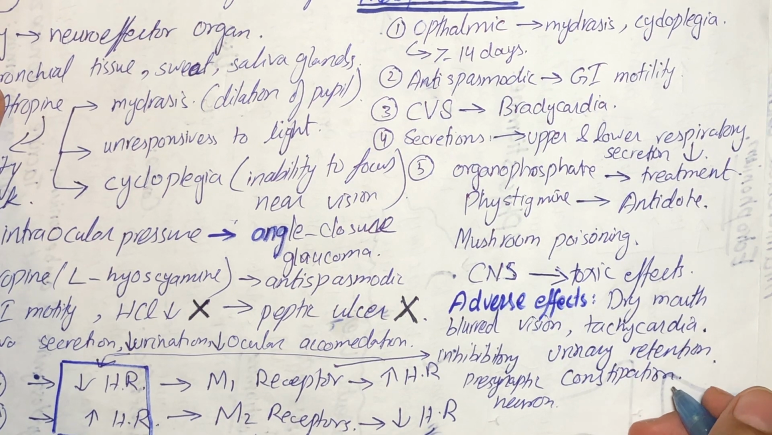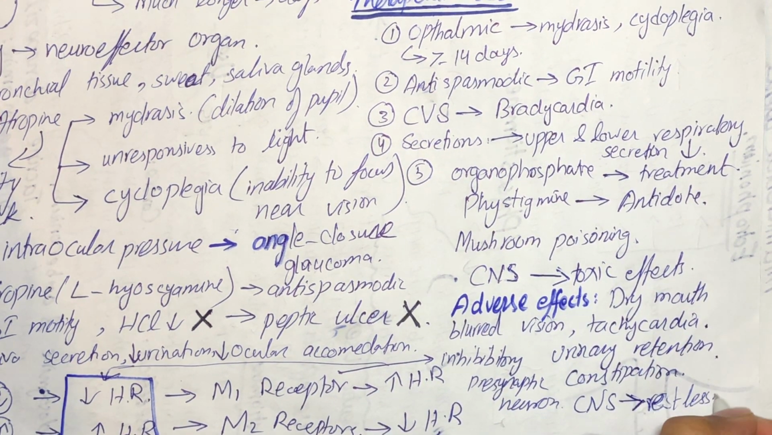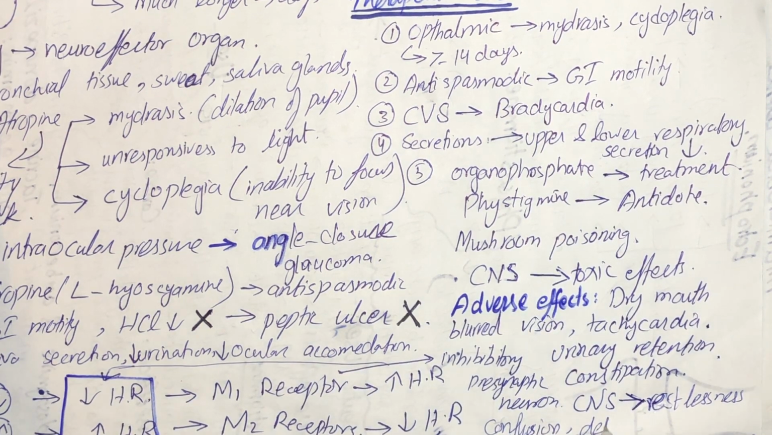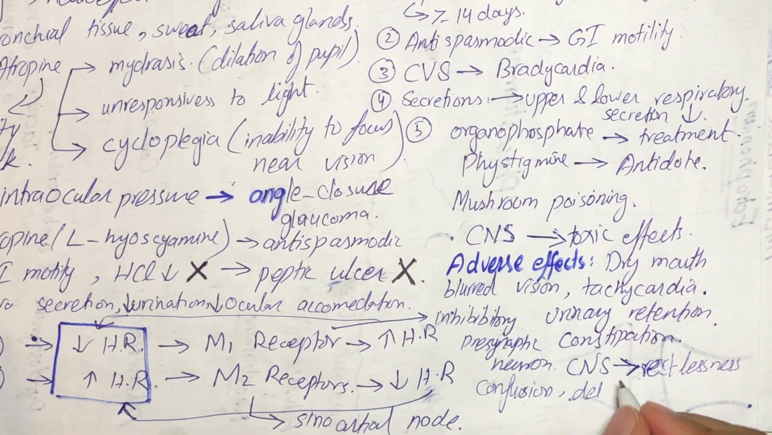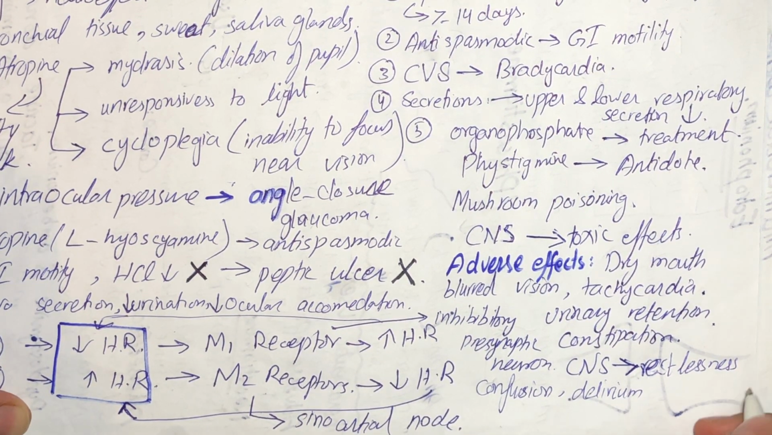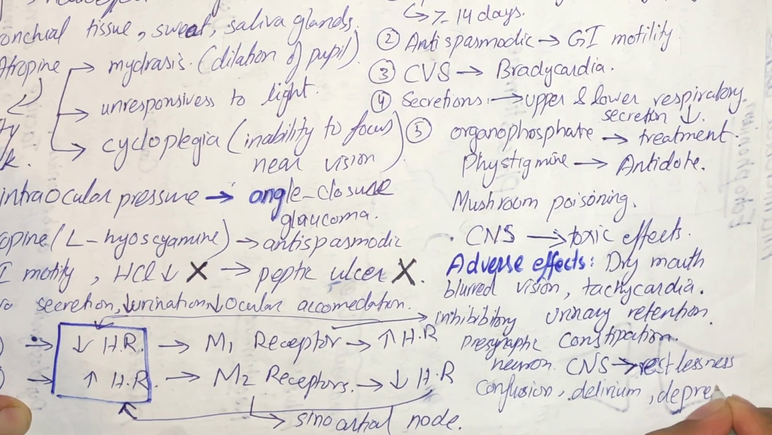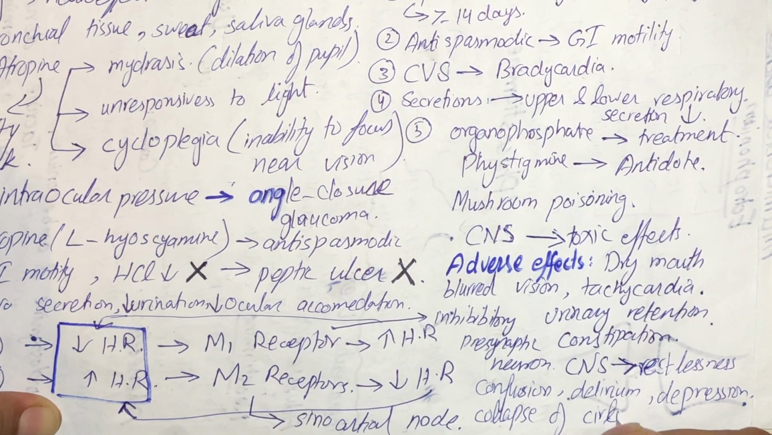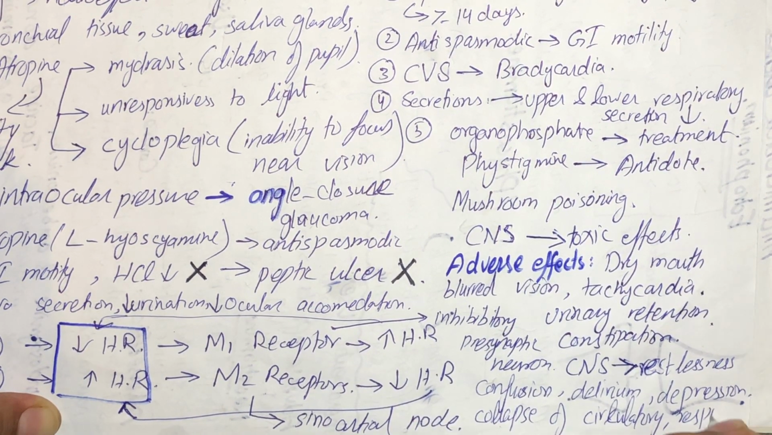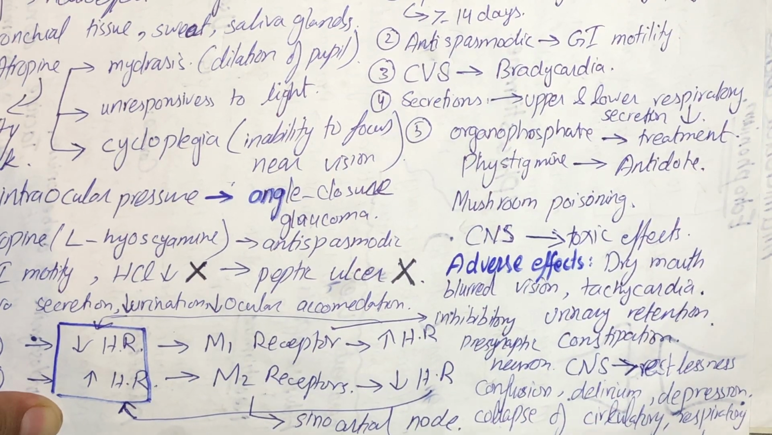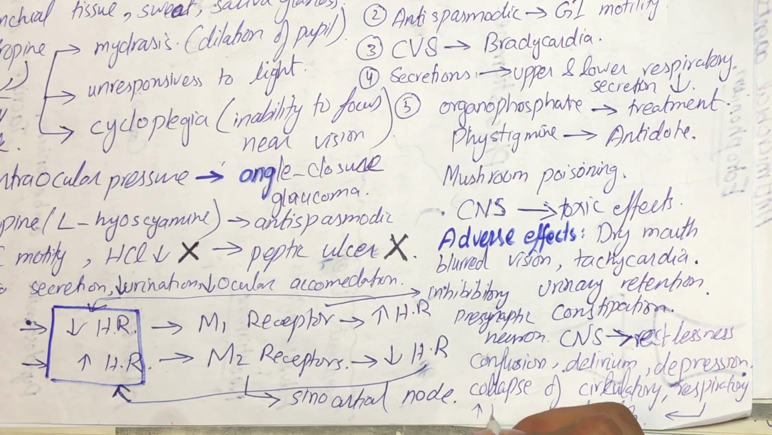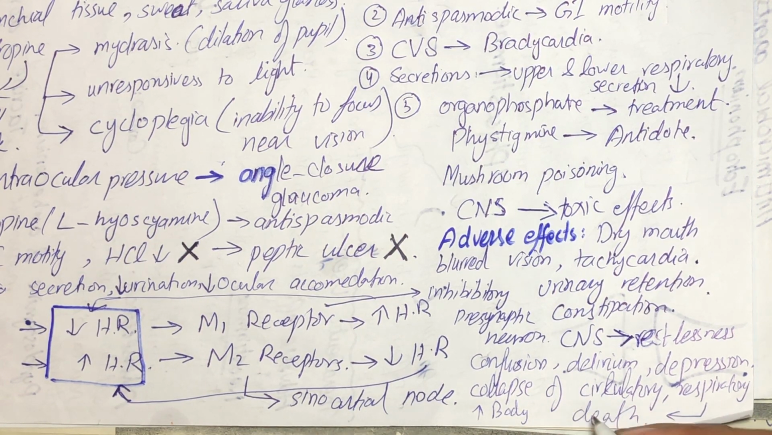If we talk about the CNS effects: restlessness, confusion, delirium, it may also cause depression, collapse of the circulatory and respiratory system. In this way, there will be a cause of death. And as it causes an increase in body temperature because of decrease in sweat gland activity, it can be very dangerous for children.